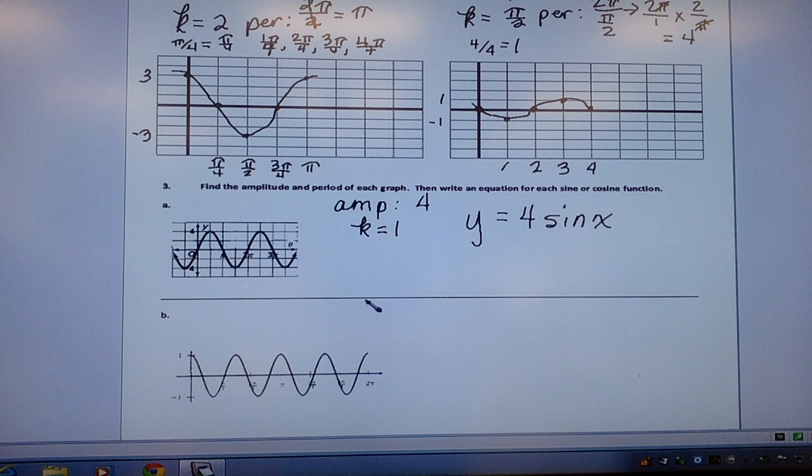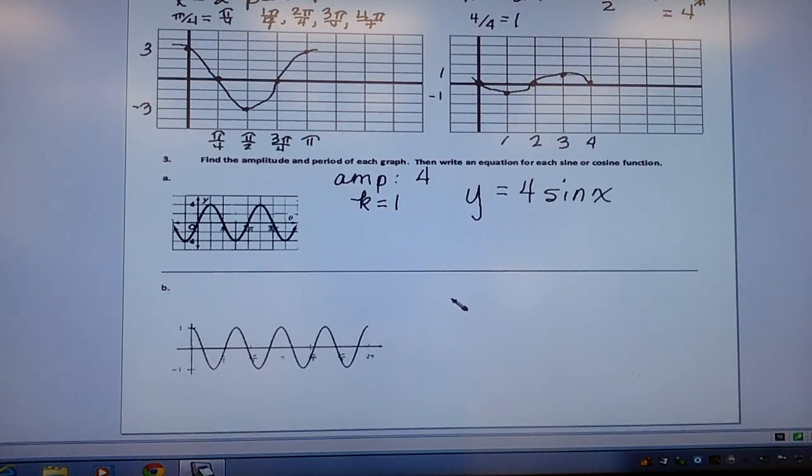And that's how easy it is. Remember, k is the number of cycles between 0 and 2 pi. So once you determine what the function is, count the cycles according to the function's patterns. All right, let's look at the next one. B.